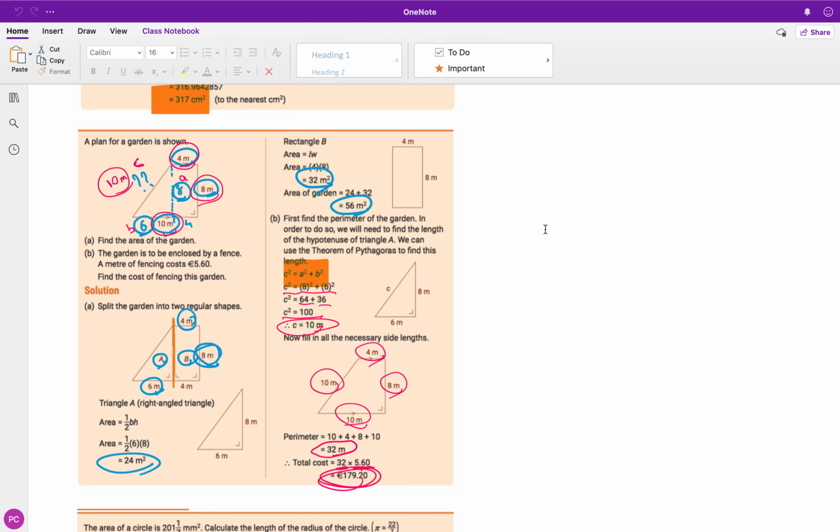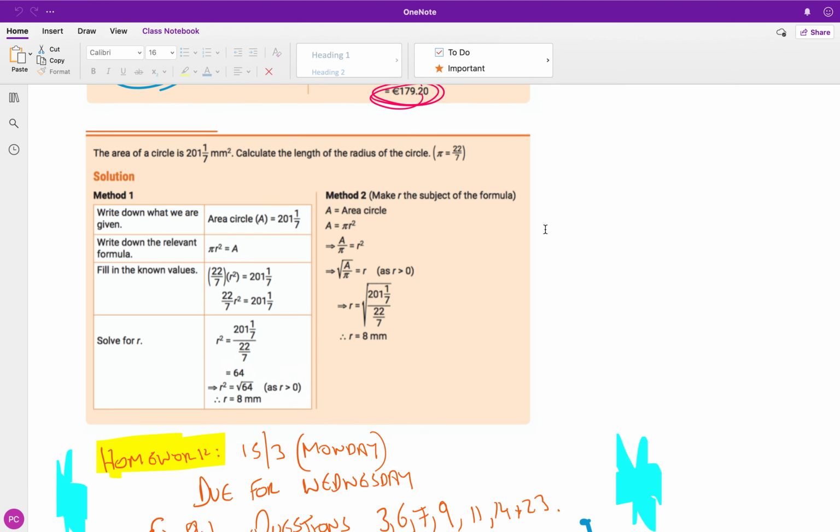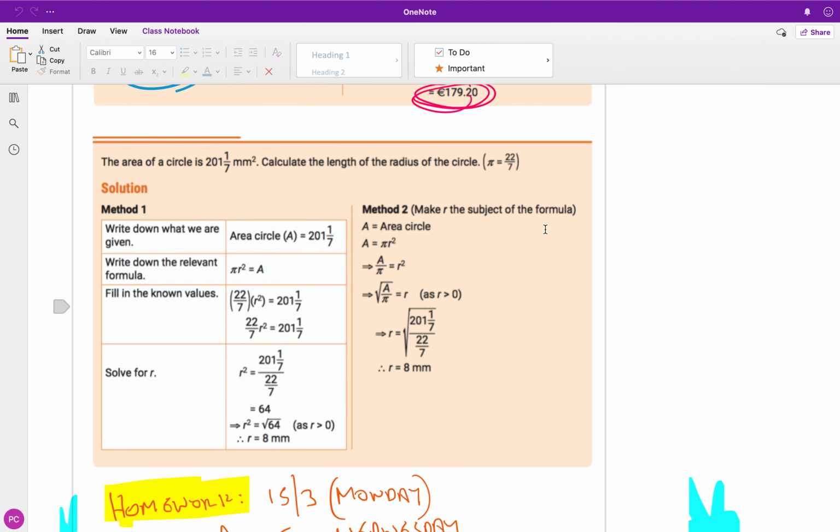Okay, last one is going to be this one here. The area of a circle is 201 millimeter squared. They're giving us the area at the start. So area of a circle. I haven't even read the question yet, but I know I'm dealing with pi r squared. That's the area of a circle. They're telling us that it's going to be 201 and a seventh millimeters squared. I want us to use pi as 22/7 this time. That's okay. We can sub in for 22/7, no problem.